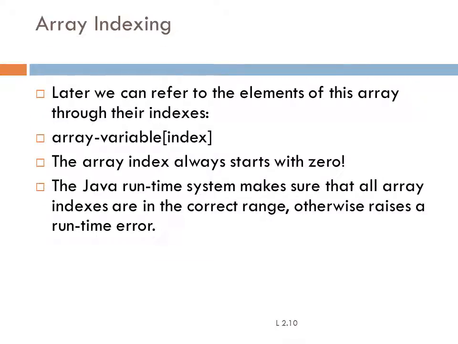Array indexing. After creating an array, in order to access the array elements, we have to use an index. That index always starts from 0 to n-1. The array index will be used by the JVM in order to access the array elements. So the array index should be within the range.